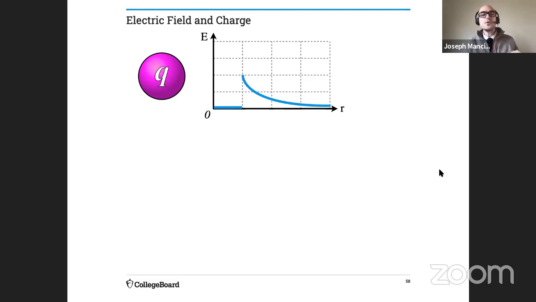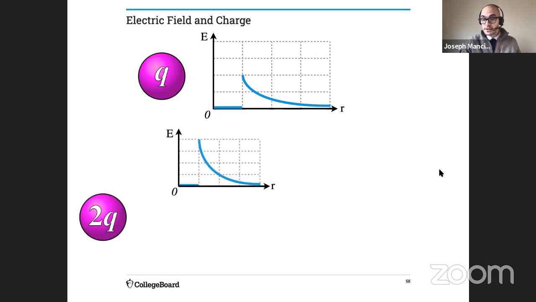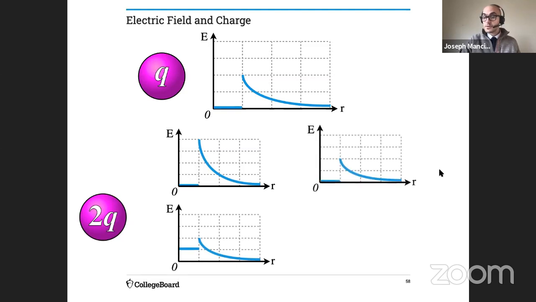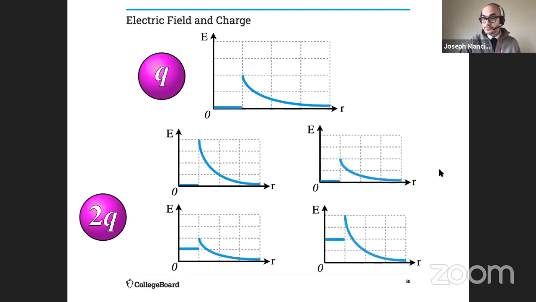So how would this graph look different if instead of a charge Q, this conducting sphere had a charge of 2Q? Would the graph look like this, like this, like this, or like this? I'll give you a sec with that one. If there were double the charge, but all other things being equal, what would this graph look like?